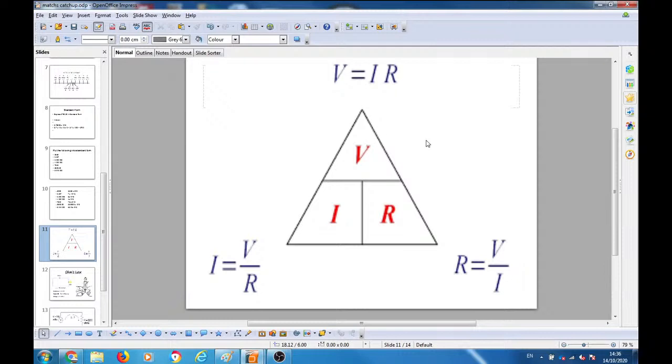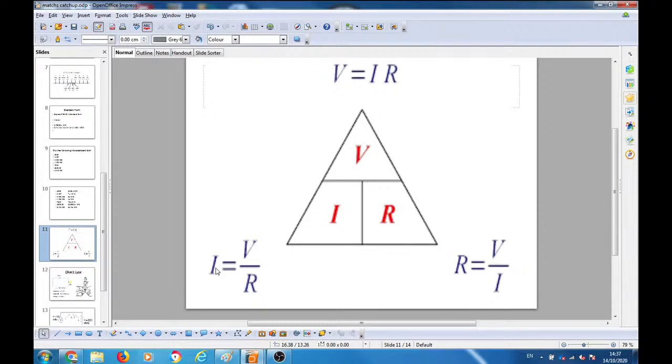So the whole idea about this triangle is, whatever term you're looking for, you cover it up, and then you've got the formula. For example, if I cover up voltage, it's going to be I times R. I stands for ampere, for current, R for resistance, and V for voltage. And we've got the formula up here. So V is equal to I times R. If I'm looking for I and I cover up I, I get the formula V over R.